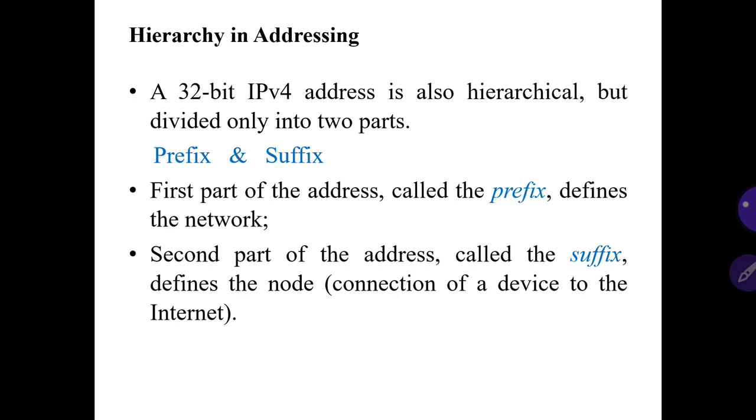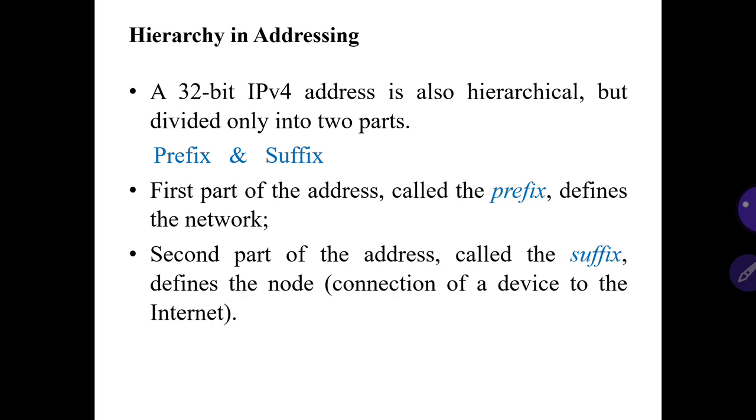Then come to the hierarchy in addressing. Any address has two parts: a prefix and a suffix. We use them because it is very helpful for routing. The prefix indicates the geographical region. Next, the suffix indicates the computer or host.